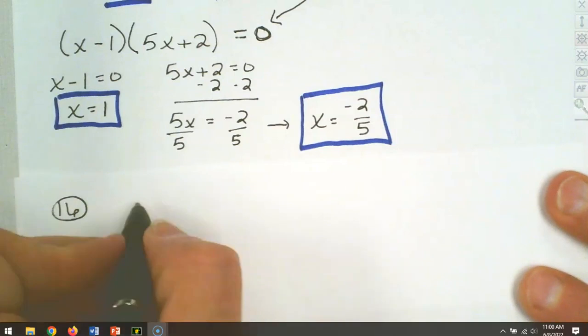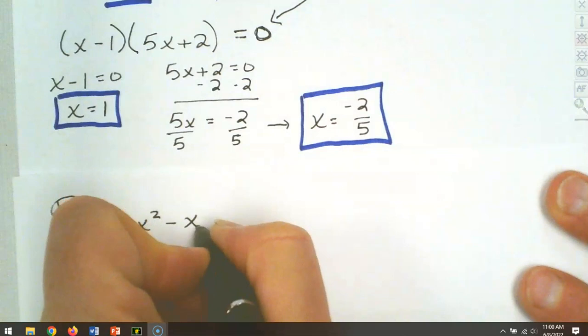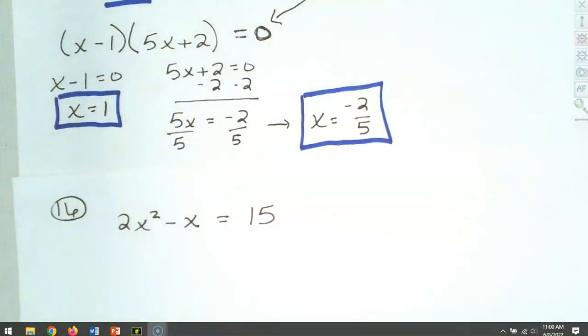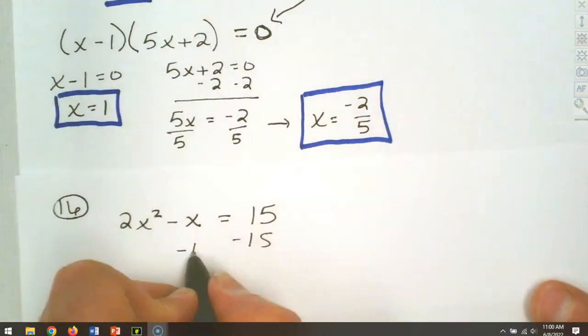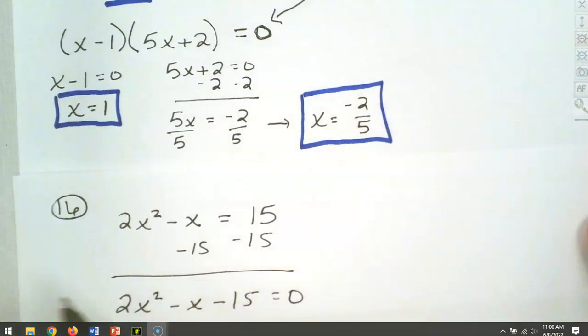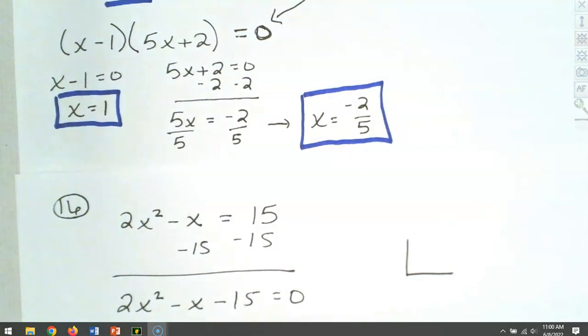On 16, we have a 2x squared minus x equals 15. So guide me through the process here. What would you do first? Yep, okay. So that's easy enough. Move the 15 over. It's 2x squared minus x minus 15 equals 0. Can anyone tell me what number is going to go in the box here?